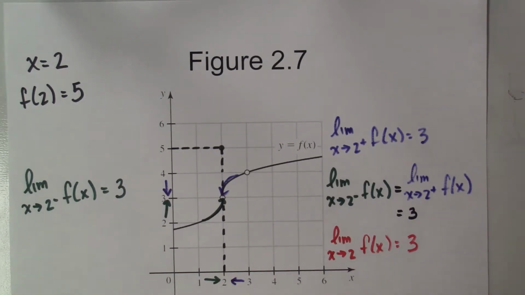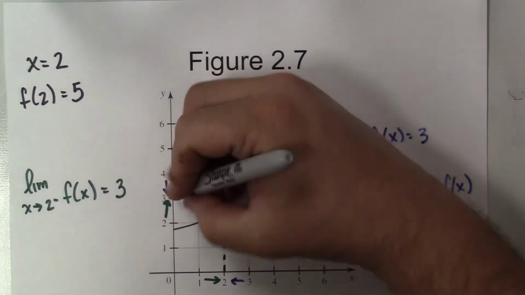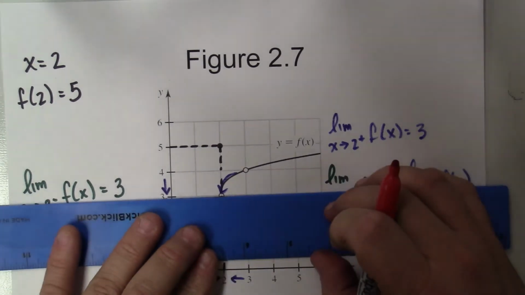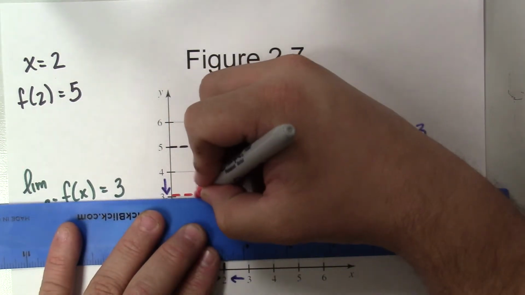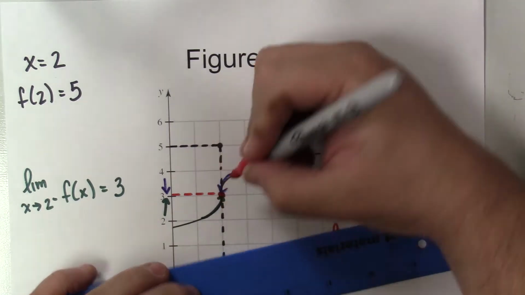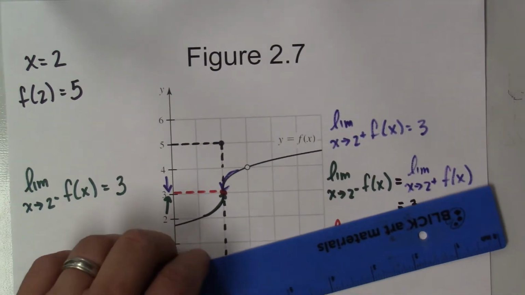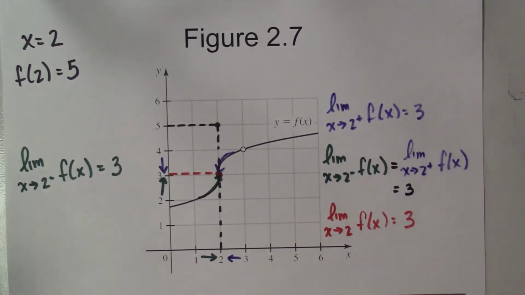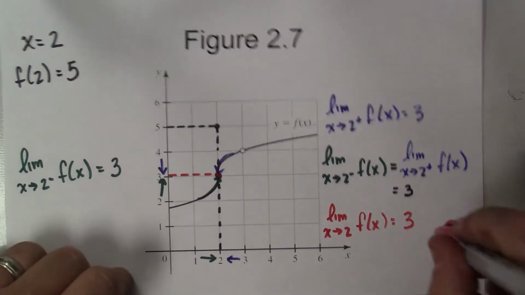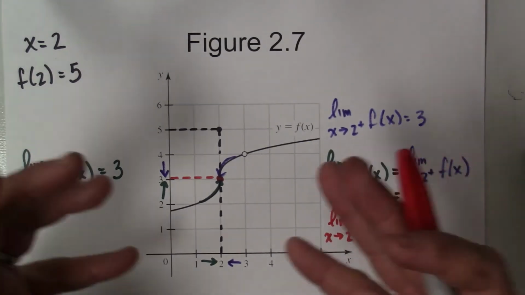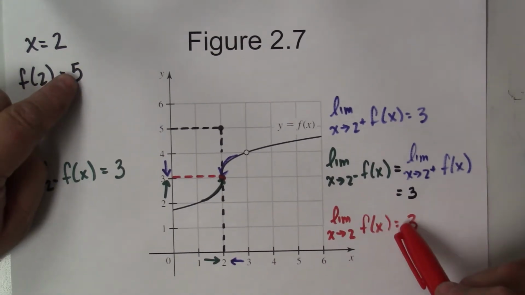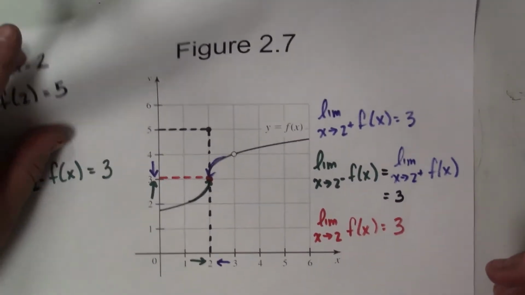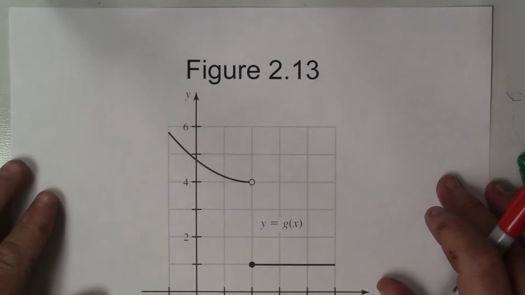But wait, the limit is 3. It's converging to here, but that's not the function value, and that's okay. Just because the limit and the function value are not the same does not cause any problems. Our definitions say it's converging to 3. When we talk about converging, it's getting very close to. It does not matter that these two are different. That is okay.